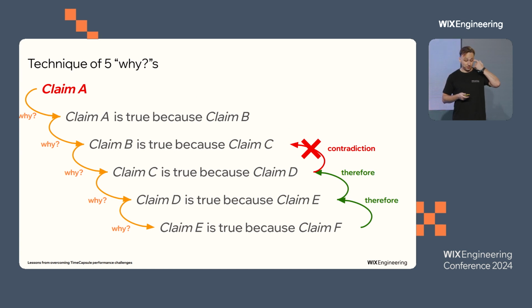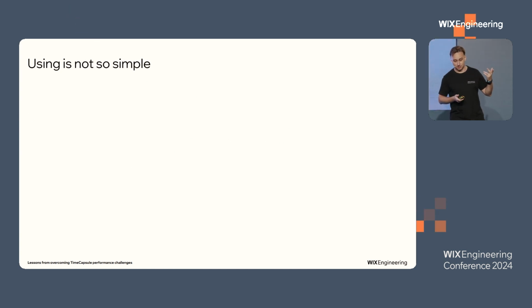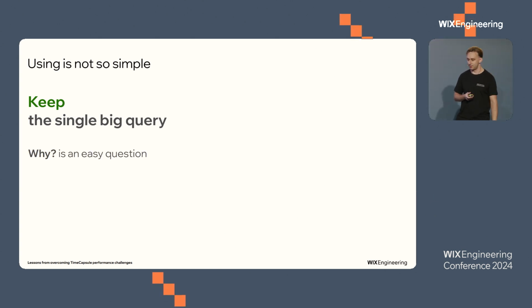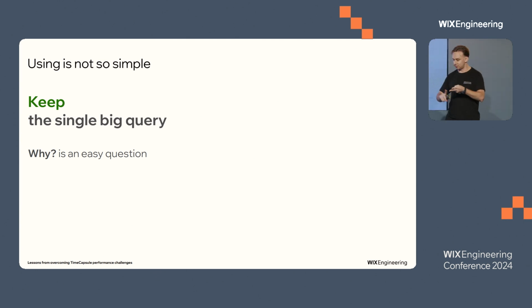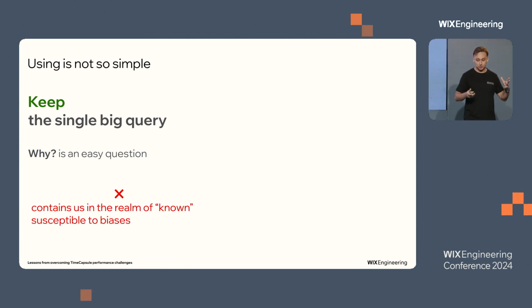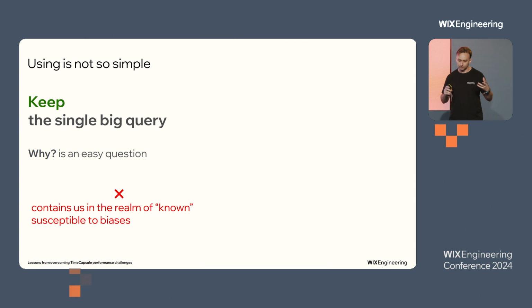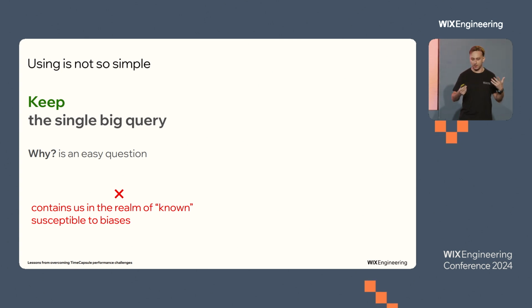Application of this technique is actually harder than it seems. For example, I could say we should keep the single query. Why? It's easy, because a single query saves on overhead costs, the database is great at crunching data, everything. You saw that this doesn't work, because the question is easy, we know the answer, and this locks us in the realm of the known. We remain susceptible to our biases, so this doesn't work.